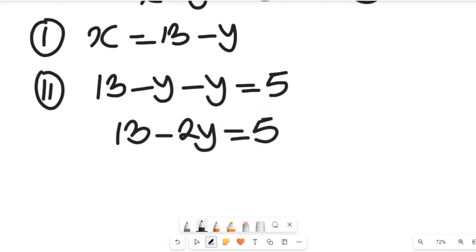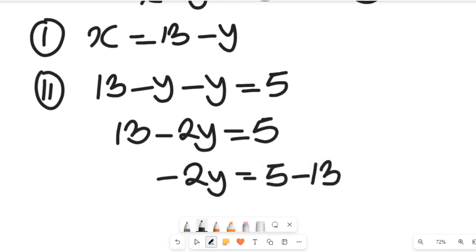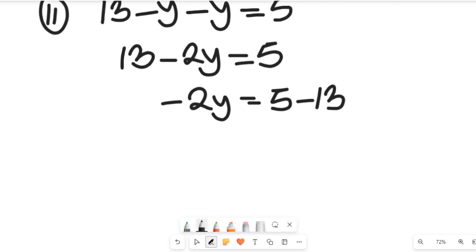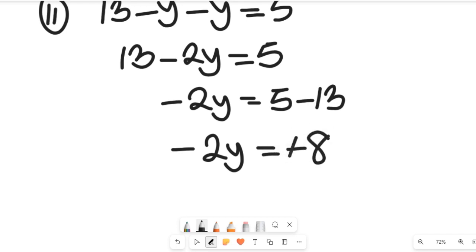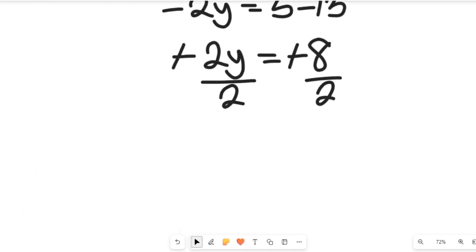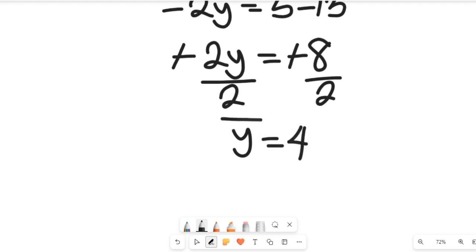Now let's subtract 13 from both sides. We'll have minus 2y equal to 5 minus what? 13. So 5 minus 13 is going to give us a negative value. So we'll have a negative 2y equal to negative 8. So negative will definitely clear negative, and when we divide both sides by 2, what do we have for the value of y? We'll have the value of y to be equal to 4, and that is the value for y from that expression.